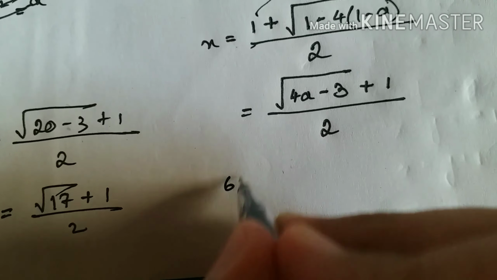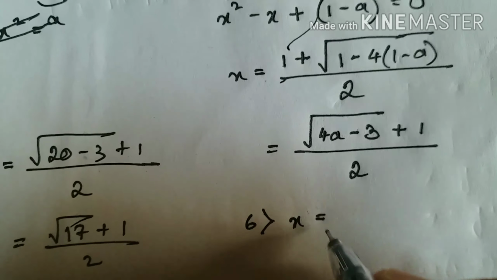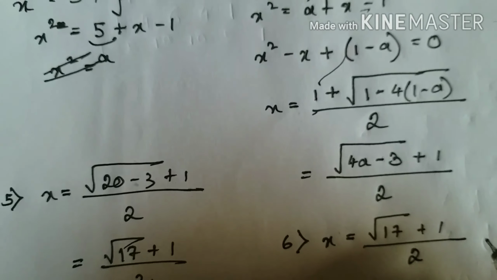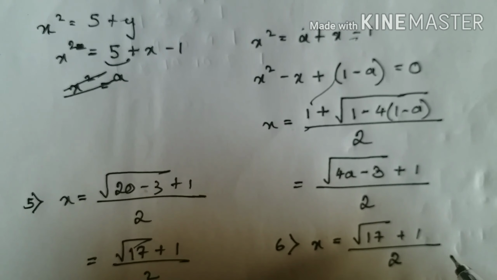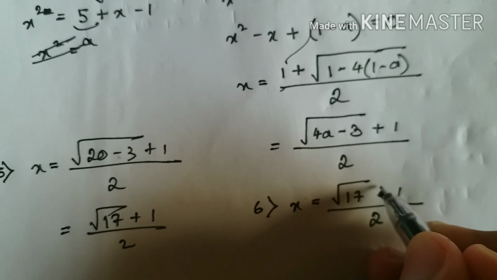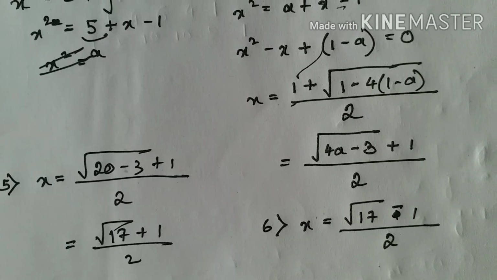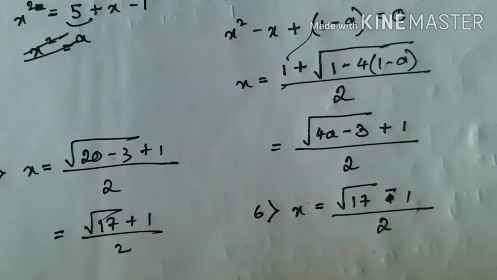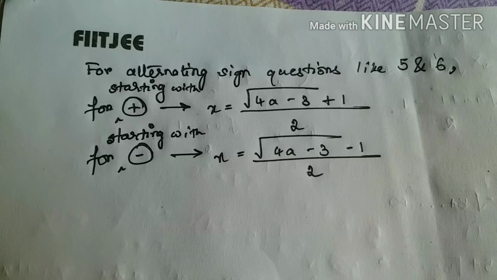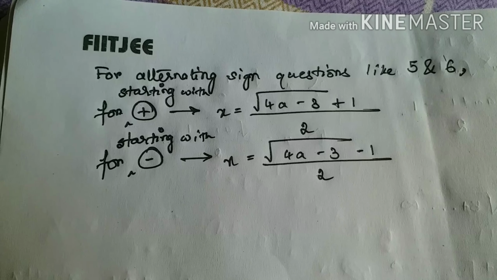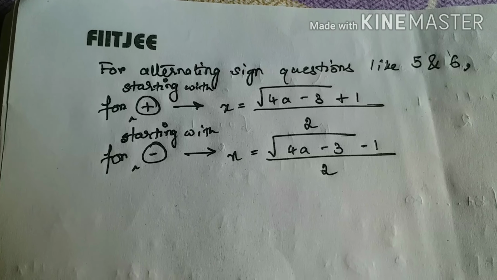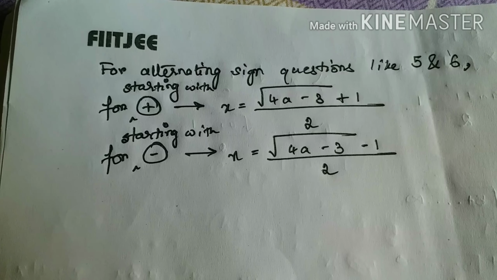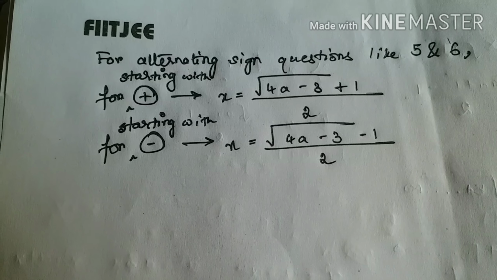And 6 also we can get in this way. X is equal to root over 17 plus 1 by 2, but here it will not be plus, it will only be minus. Okay, because it has to be decreased by 1, and so minus 1 minus this will be plus 1. So this is the formula for questions like number 5 and number 6. Just remember this formula. One is for the series if plus comes first, and another is if minus comes first. Just remember these two and then you can solve all questions like that.